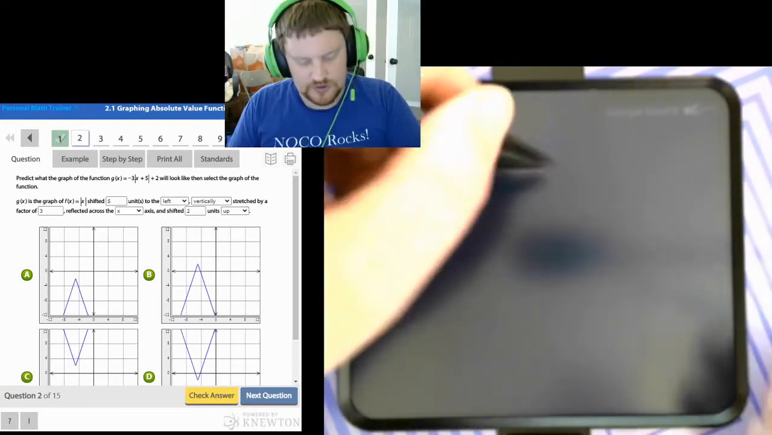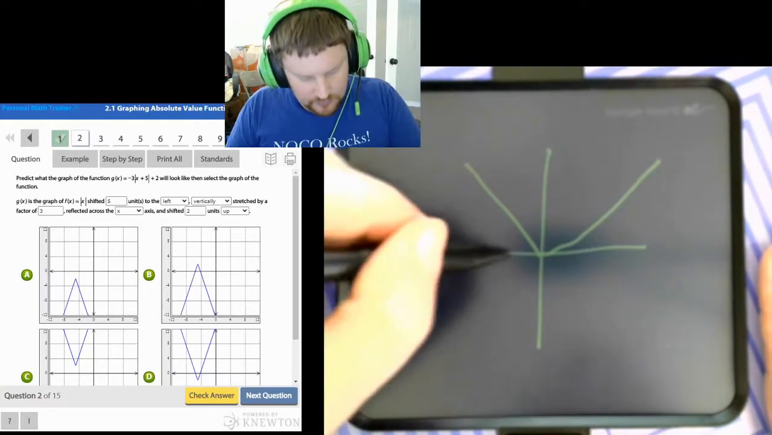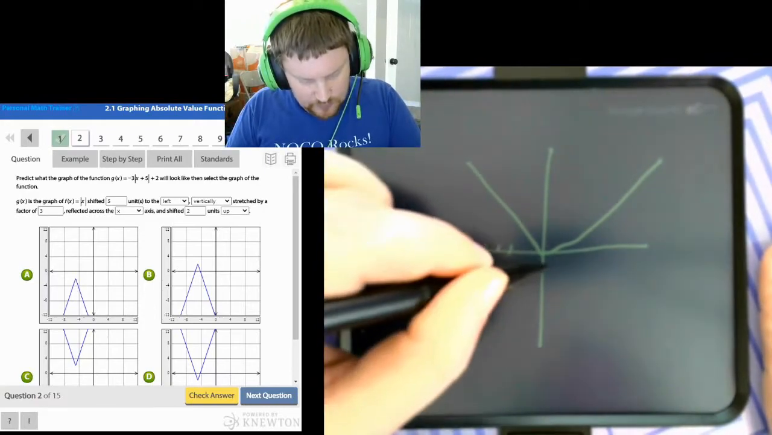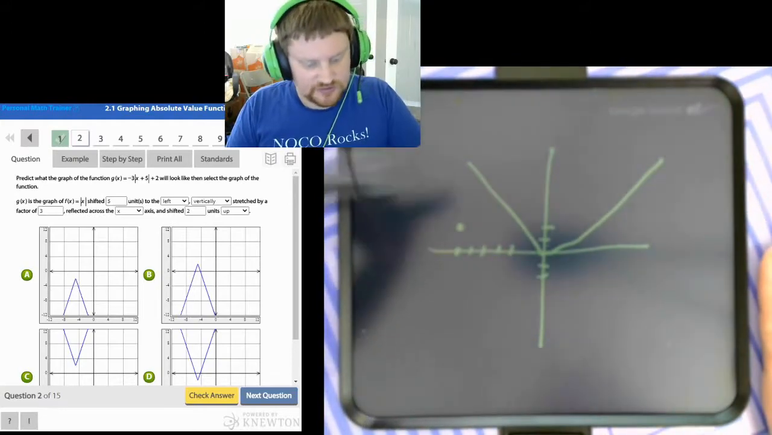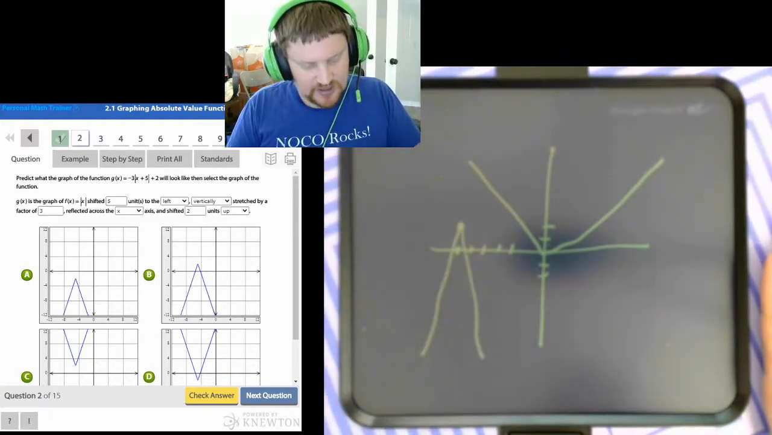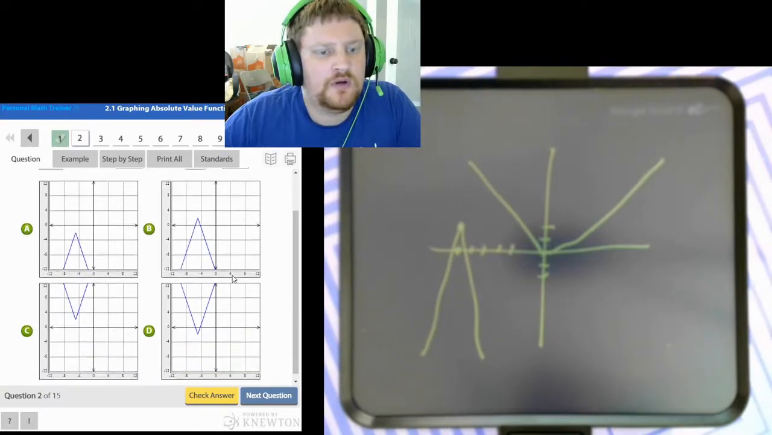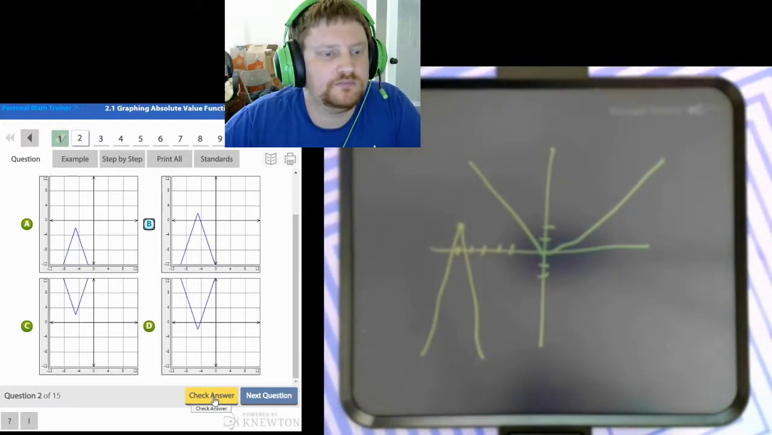So what we're looking for is, once again, an absolute value. So here's our absolute value. And we're going 1, 2, 3, 4, 5 units left, 1, 2 units up. Reflected across the x-axis, so opening down, and it is stretched. So a nice narrow guy right here. And it looks like B is the only one that is above the x-axis, to the left of the y-axis, and opening down. Perfect. Next.